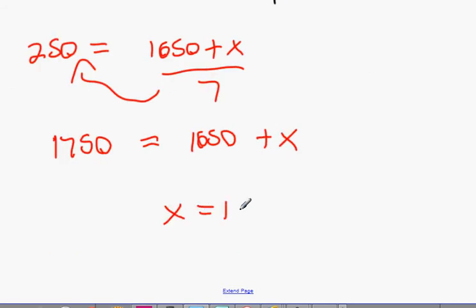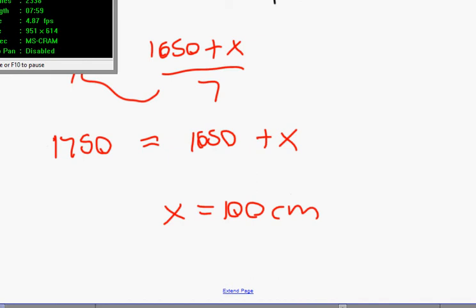Now what's X going to be then, lads? 100. X is 100. That is 100 centimetres to make that happen. Okay? Any questions on that one that you didn't understand or you did this earlier?